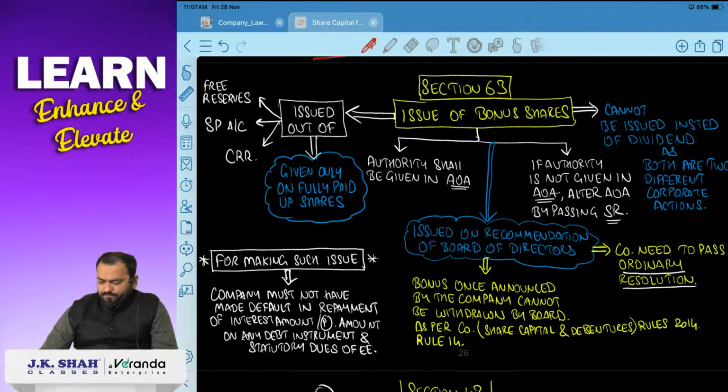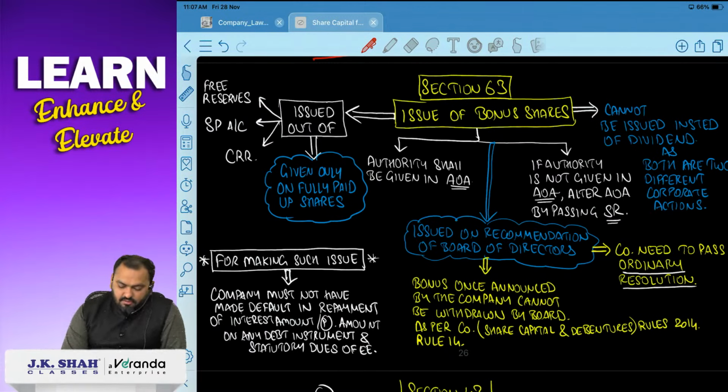Okay, chalo. Now, concentrate please. Issue of bonus shares. Firstly, bonus shares means what? Company is giving shares free of cost. To whom? To existing shareholders. Correct? So this is a kind of benefit given to the existing shareholders. So what compliance requirement is there for this type of issue?